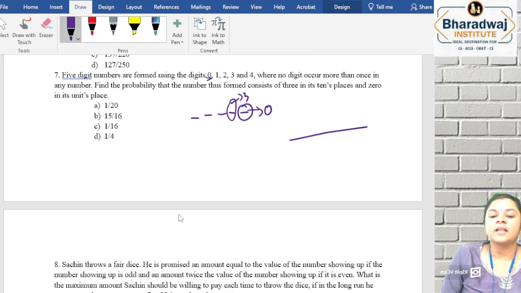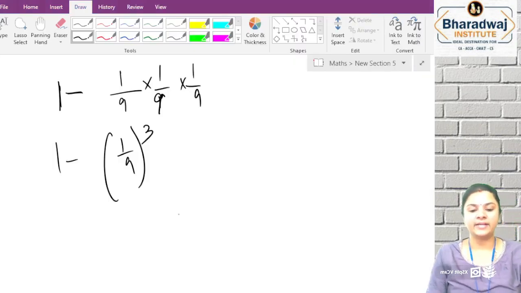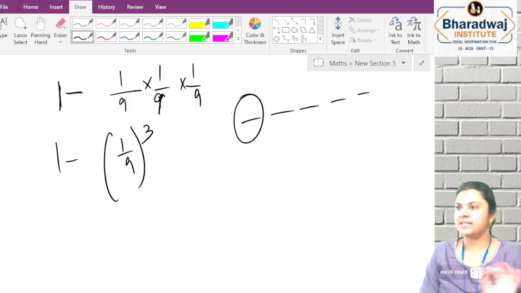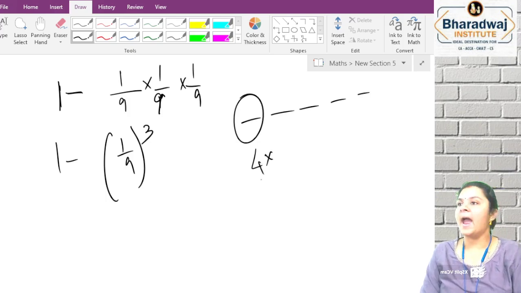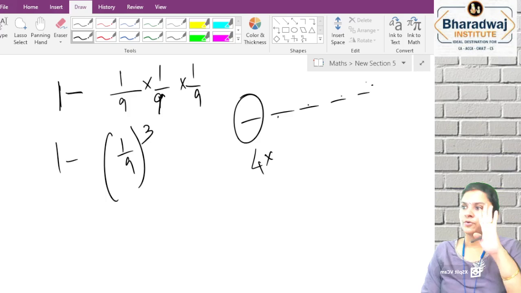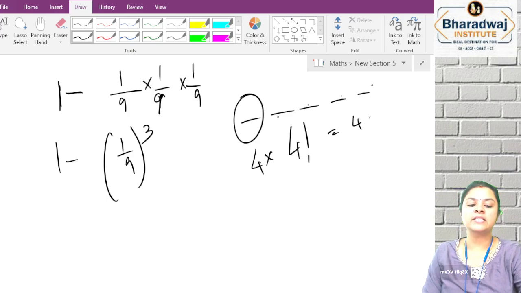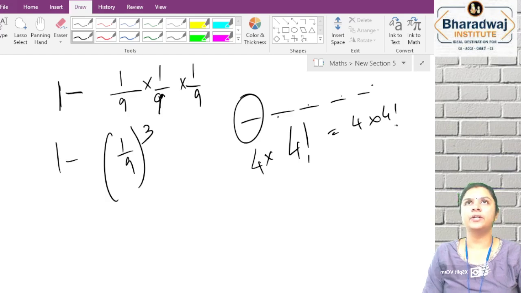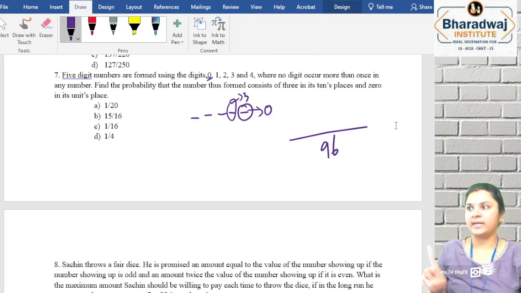Think. So now what is the answer? What is the denominator? I have 5 digits, as in permutation. 0 cannot come in the first place. So in the first place how many options do we have? 4. And the balance 4 numbers can arrange themselves in 4 factorial ways. So the answer is 4 into 4 factorial, which is 24 into 4, 96. So the denominator is 96 and not 120.